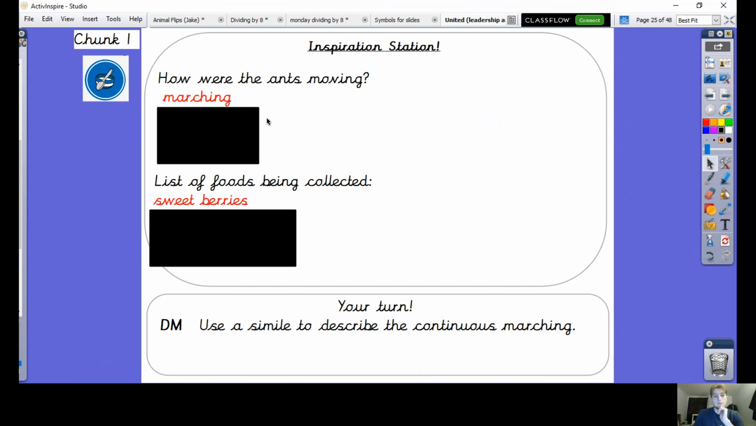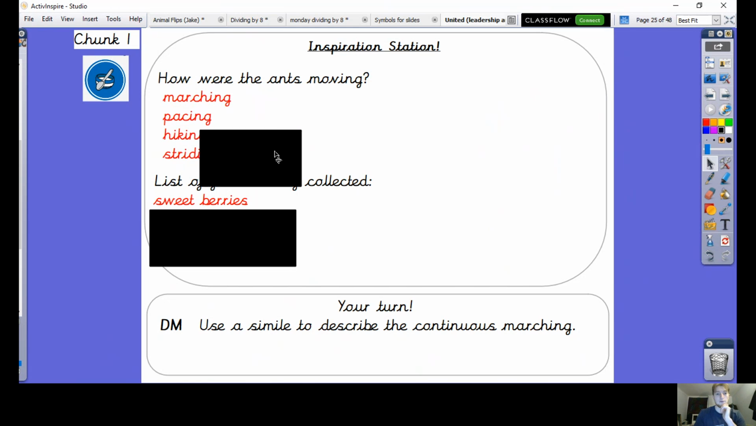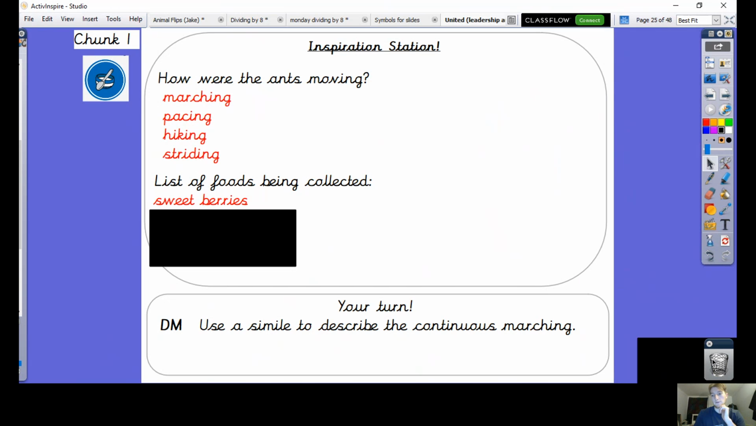I would like you just to come up with a few more words to help describe how the ants were moving. Pause the video now and do that. Okay, great. We should have a few ideas now. Here's some more if you wanted some more inspiration.